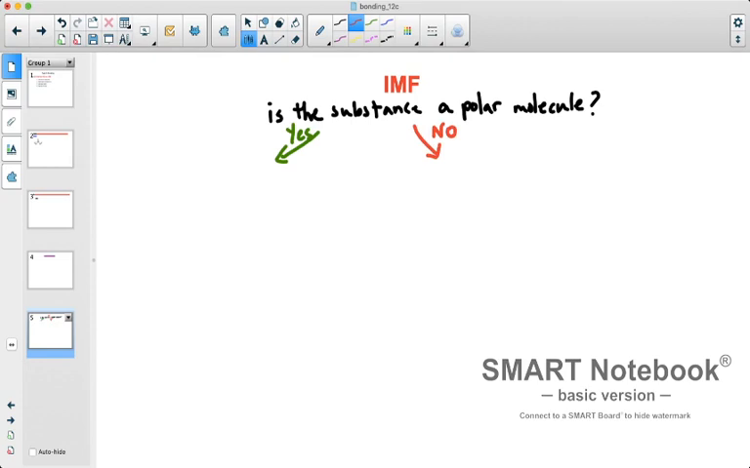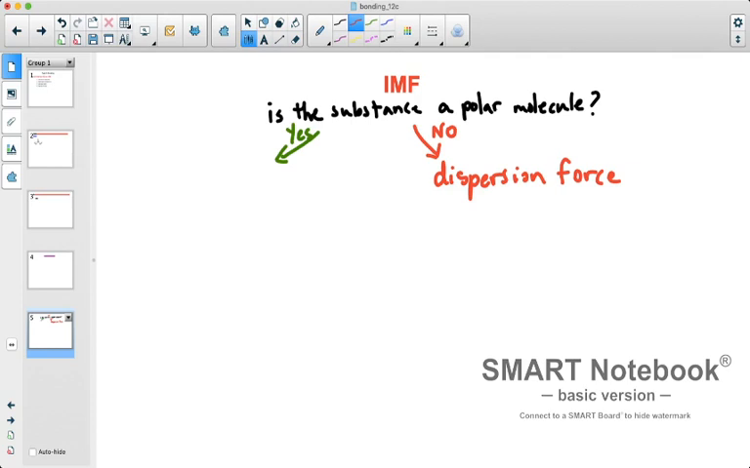If I were to answer no, right away, I have a dispersion force. Dispersion forces only work with non-polar molecules. So this was an easy way for me to distinguish a dispersion force from the other three intermolecular forces.